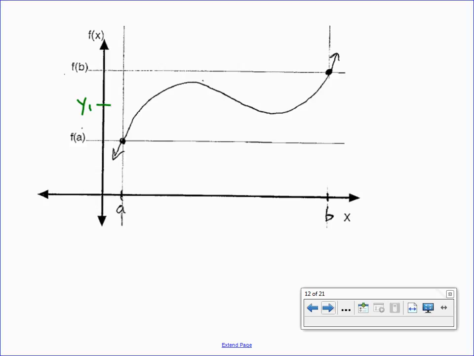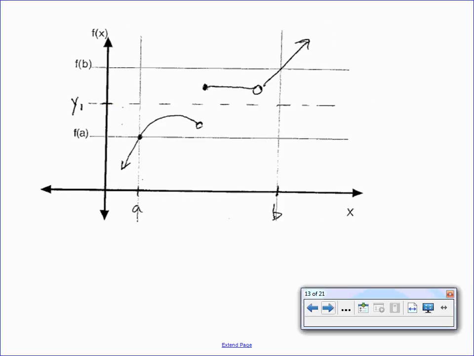In fact, if I were to extend this, it looks like I get it several times. So I get c sub 1. I get another place down here, c sub 2. And another place over here, c sub 3. All those are x equals c values that are in between a and b. So if I have a continuous function on the interval a to b, and I choose a y value, y sub 1, that's in between f at a and f at b, then we have no choice but for some x value, call it x equals c, to exist where the value of the function f of c is equal to y sub 1.